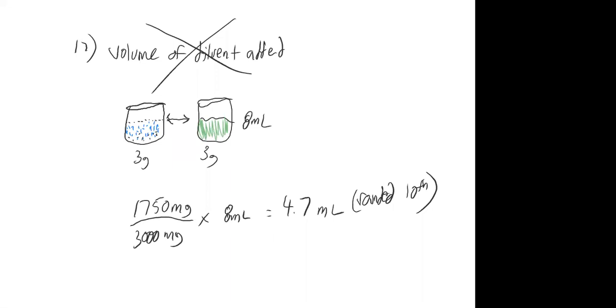You could do the same equation and you would actually get the same answer if you use the 1.5 gram. So no matter how you do it, no matter which vial size you use, you'll get 4.7 milliliters. I specifically told you to use the 3 gram vial, but there might be a little bit more nuance on which vial you would use.